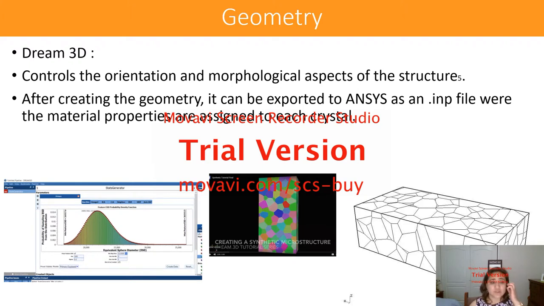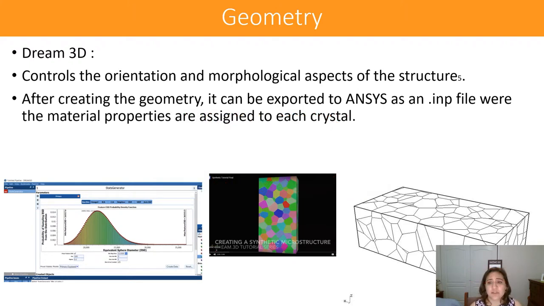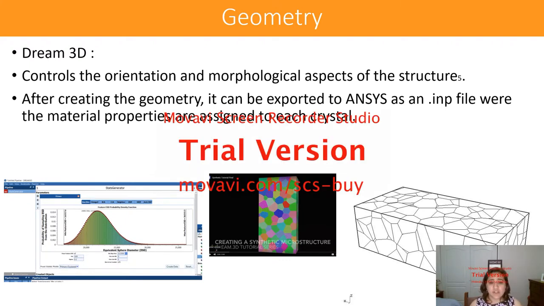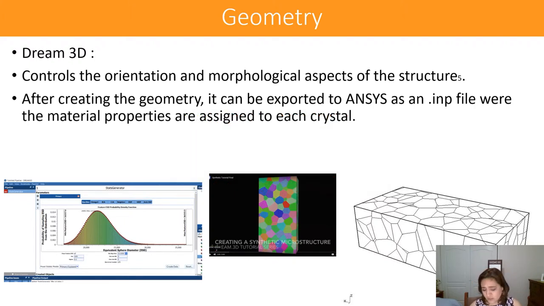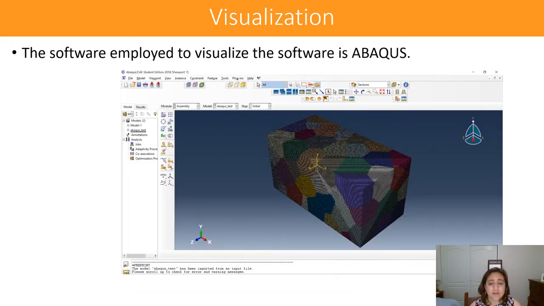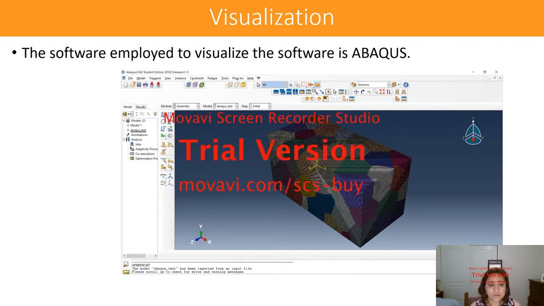Dream 3D controls the orientation and morphological aspect of the structure. There is a good tutorial in this picture that you can find on YouTube. After creating the geometry, the input file can be exported into Abaqus or ANSYS, just directly into ANSYS. Here is a picture of the tessellation in Abaqus.